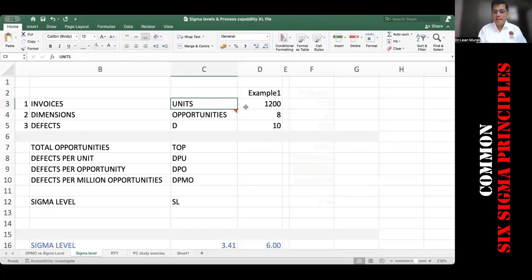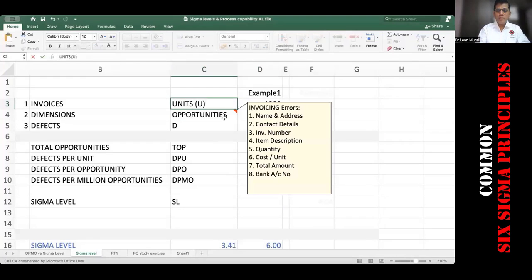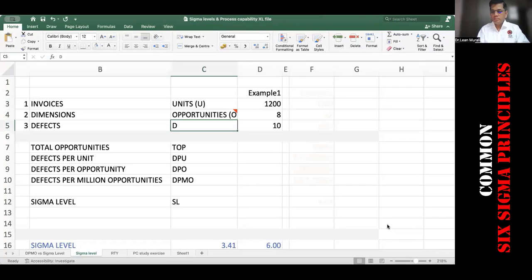And the number of invoice is called as units, which is U. And this is called as opportunities, which is called as O. Fantastic. Okay, thank you very much. And let me check. So we have 1,200 invoices and 8 opportunities.